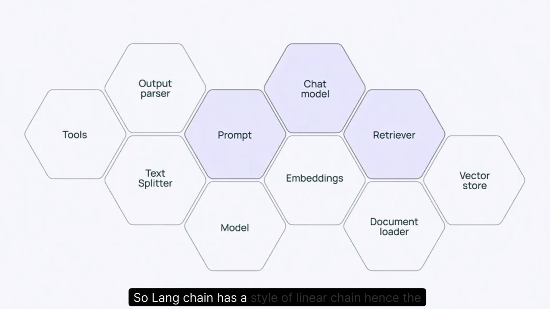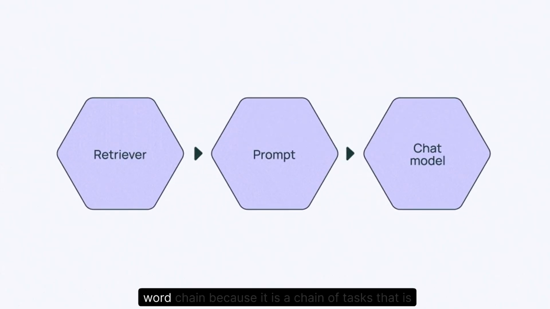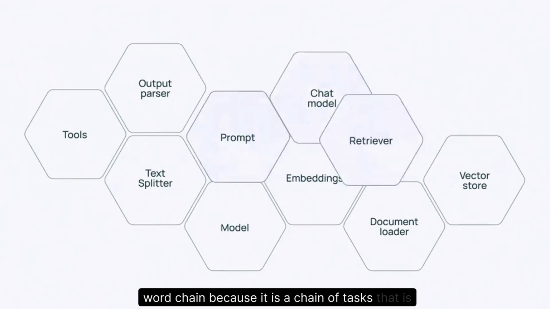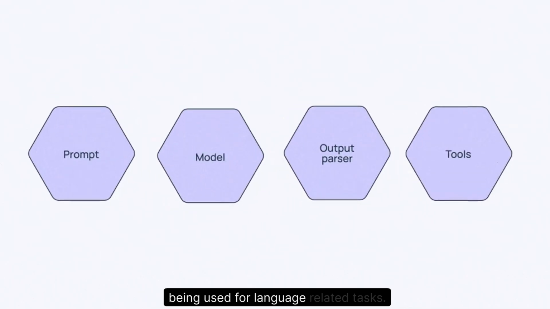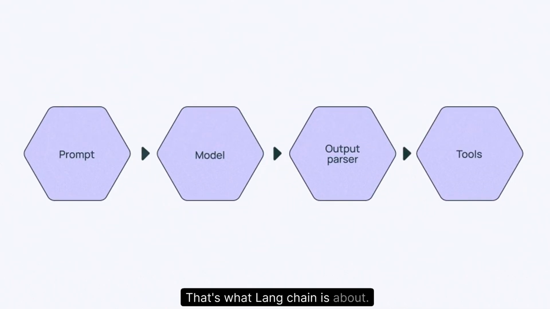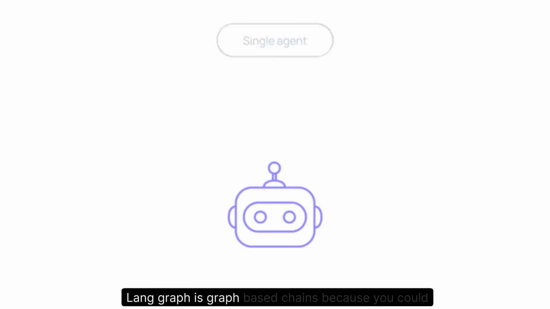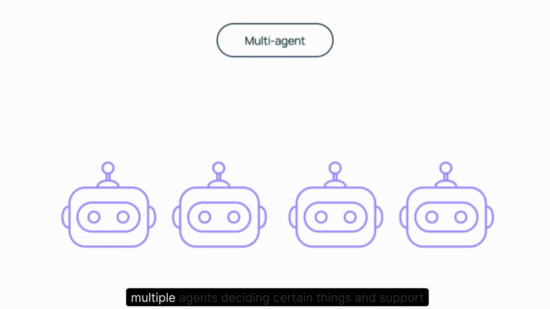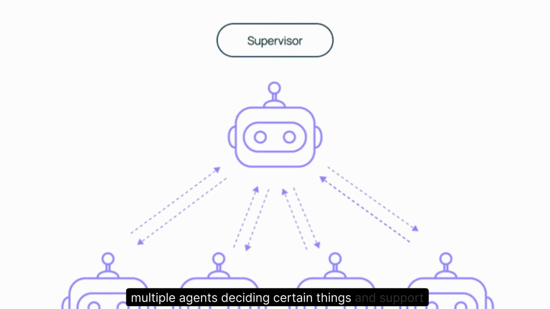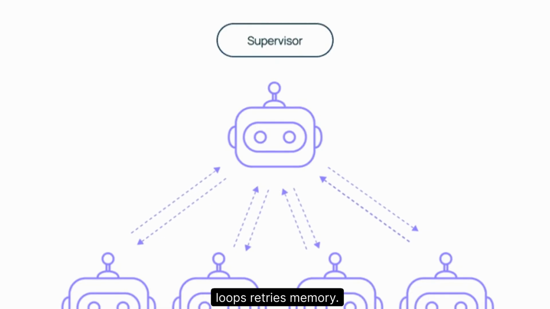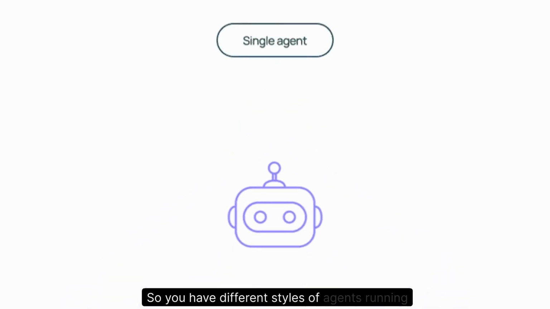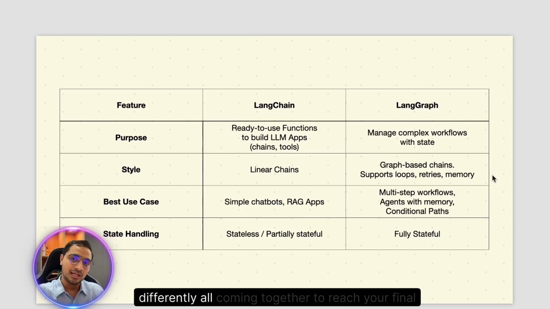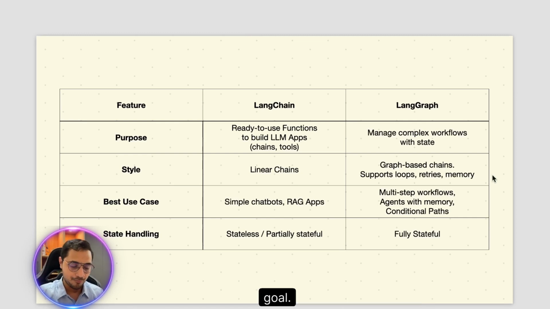LangChain has a style of linear chain, hence the word chain, because it is a chain of tasks that is being used for language related tasks. That's what LangChain is about. LangGraph is graph-based, because you could have multiple graphs of if-elses and conditions and multiple agents deciding certain things, and it supports loops, retries, memory. So you have different styles of agents running differently, all coming together to reach your final goal.